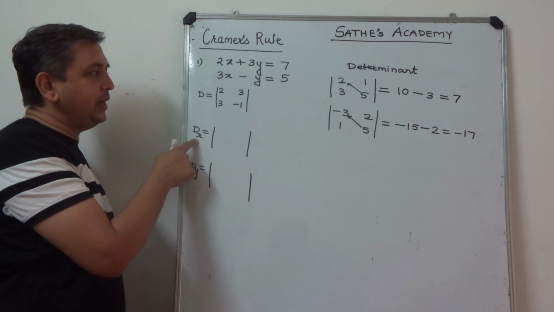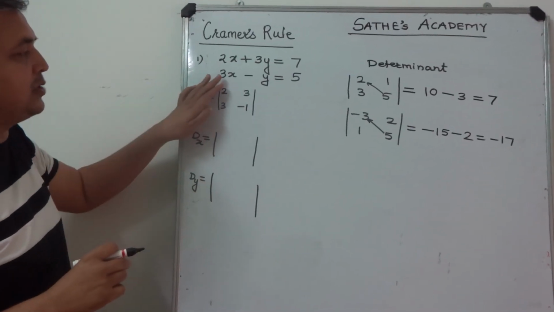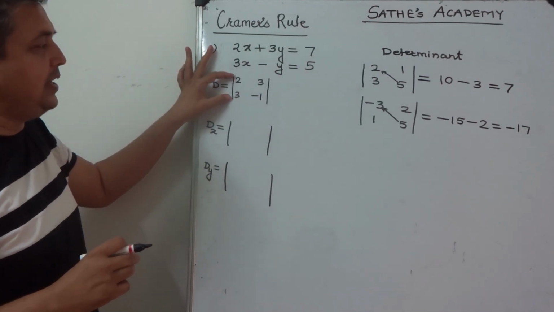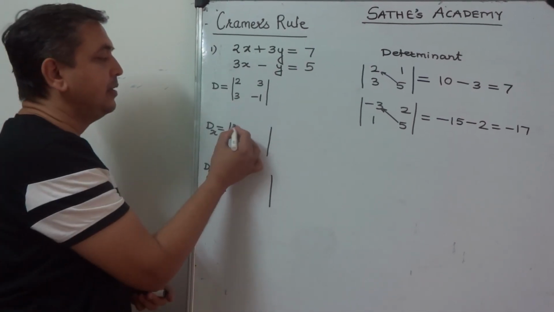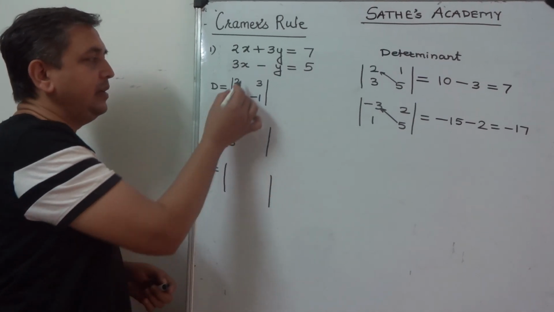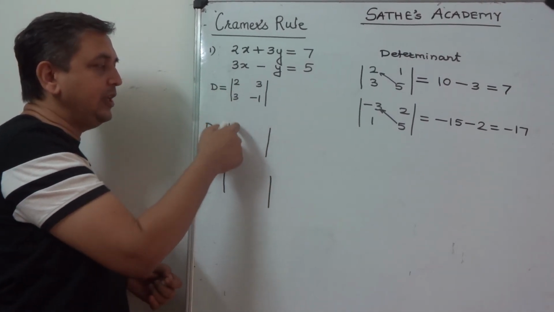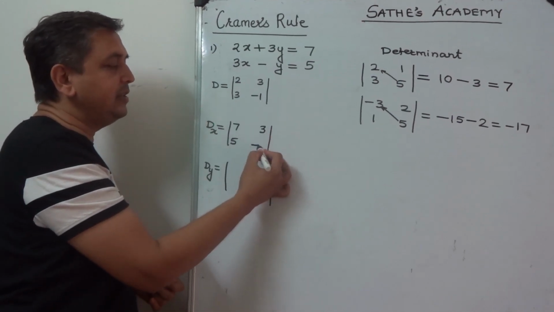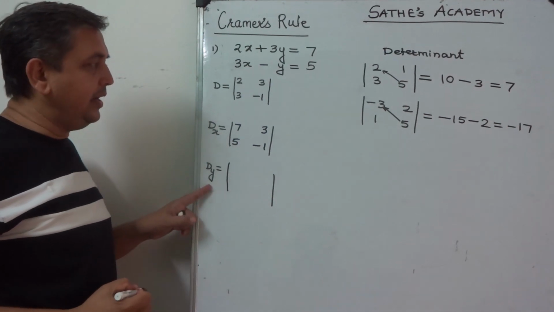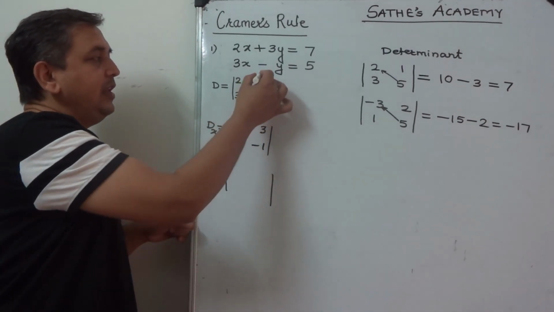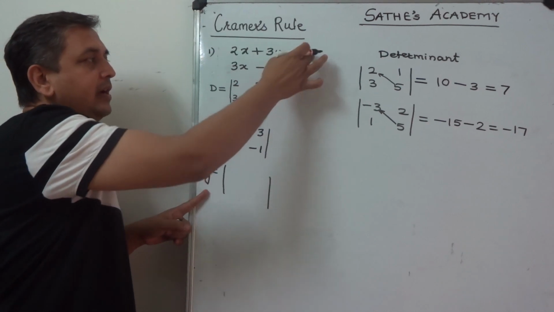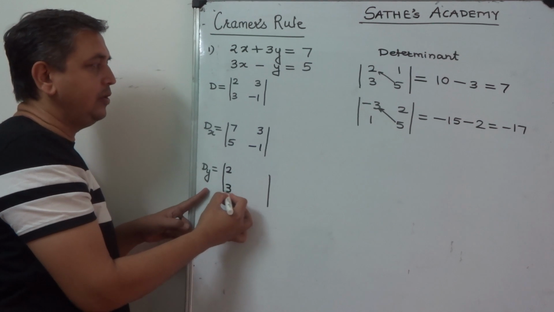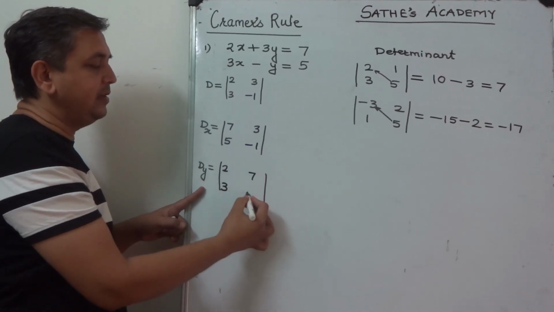In Dx, what do we have to write? We have to replace coefficients of x by these constants. So 2 and 3 will be replaced by 7 and 5. In this D, we replace 2, 3 by 7 and 5, the coefficients of x, and write 3, minus 1 as it is. And in Dy what we do is, we replace these coefficients of y by the constants and coefficients of x as it is: 2, 3, 7, 5.